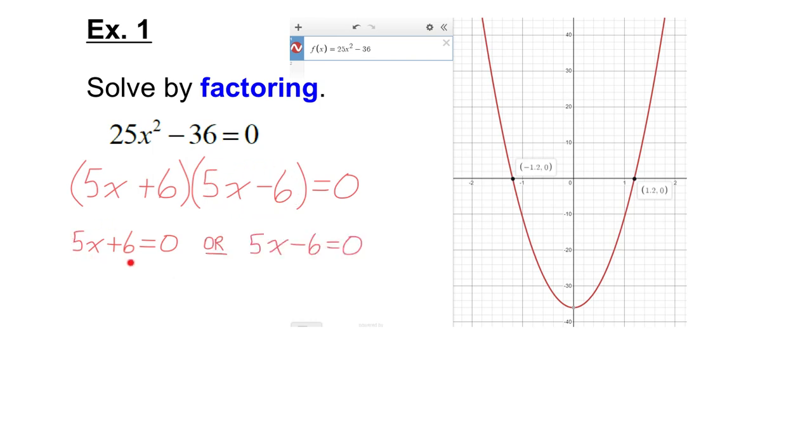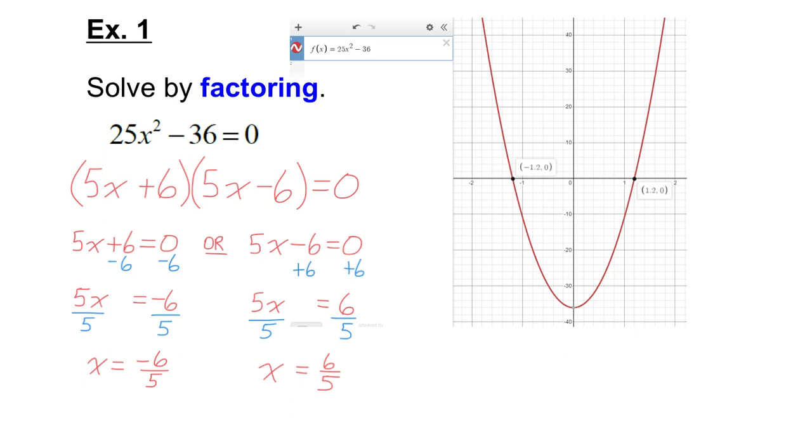So in the first case, to solve for x, I have to subtract 6 and then divide by 5. And in the second instance, when 5x minus 6 equals 0, to solve for x, I have to add 6 and then divide by 5. So I can see I get 2 possible answers for x. X is either -6/5 or +6/5.